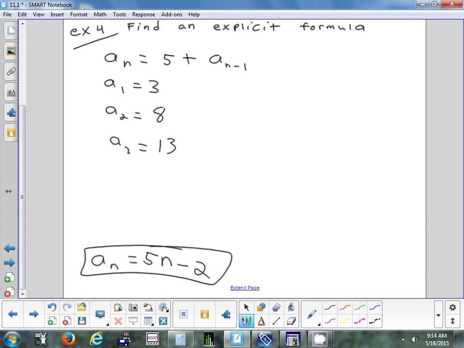Okay, so the 5 came from what we were adding each time. Where did the minus 2 come from? We'll look at that in a little bit. So it's times 5 minus 2. Any question on that formula?